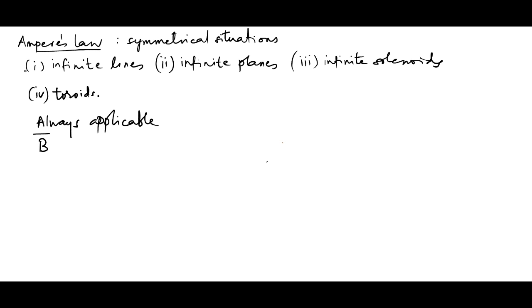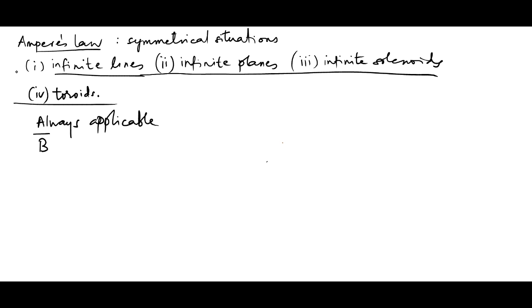In situations of symmetry, such as these four situations mentioned above, and similar situations, if we find B bar using Ampere's law, we can rapidly find the answer. Probably much more rapidly as compared to Biot-Savart's law. So that's why when we discuss Ampere's law and its applications, we usually confine ourselves to the discussion of these four types of symmetries.